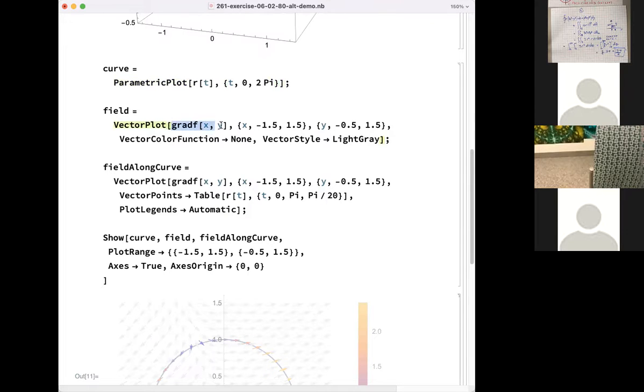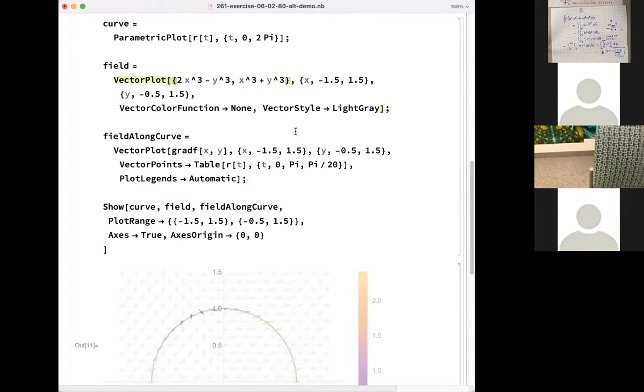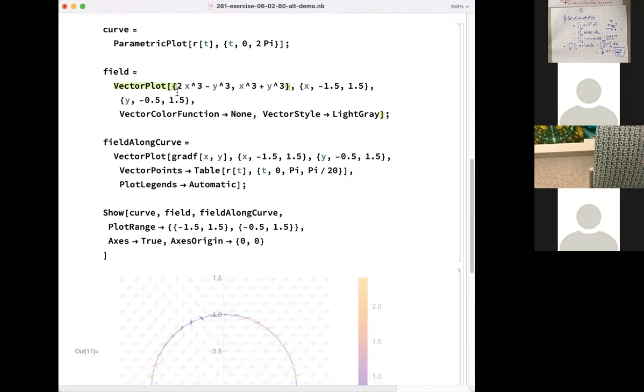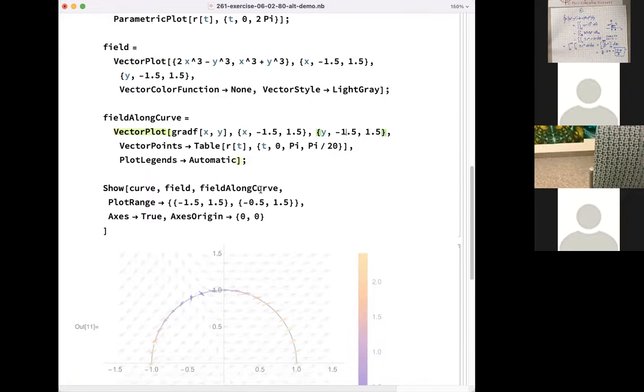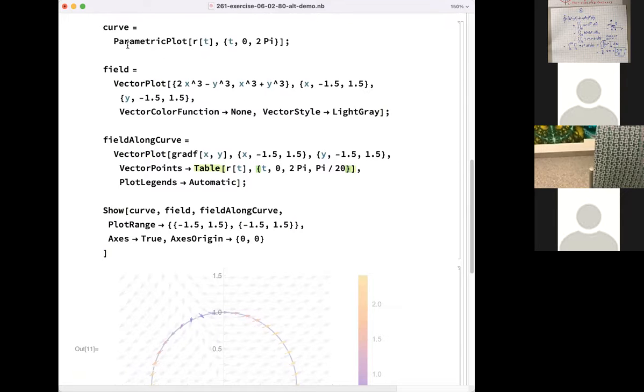The field is not the gradient field that I have above, but this time the field is going to be 2x to the 3 minus y to the 3, comma, x to the 3 plus y to the 3. Got it? I think for my window to do the full circle, let's go minus 1.5 to 1.5 in both directions. So that would get the full circle going. And so I have to make some other modifications. Did I type in the field correctly? I think we have to do the circle to 2 pi. Got it. But I think these three plot structures are going to be enough.